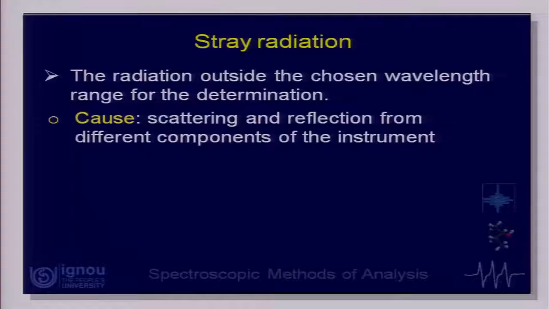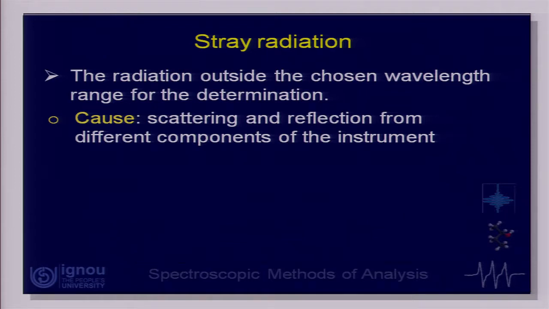But what can happen is that there is a lot of optics involved in the instrument. As a consequence, there could be some radiations outside this range of 300 to 380 nanometers, and that could be because of scattering or reflection from different components of the instrument. So, these radiations also cause deviation in the same way as in the case of polychromatic radiation, that means when the radiation was not monochromatic.